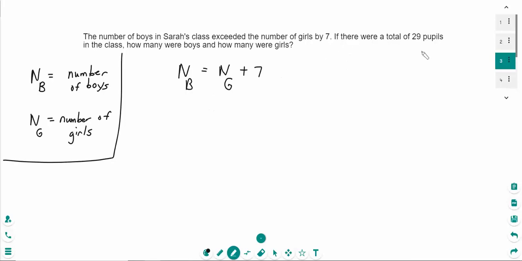If there were a total of 29 pupils in the class, how many were boys and how many were girls? Well, this one is pretty straightforward. So there's a total of 29. So how do we get to the total? Well, there has to be a sum over here. What are we adding? We're adding all the pupils, which would mean all the boys and all the girls. So this is simply going to be the number of boys plus the number of girls, right? And there we go. We have our two equations in two variables, so we can solve this. And again, you'd use elimination or substitution, whichever you prefer, to get to the solutions for this.